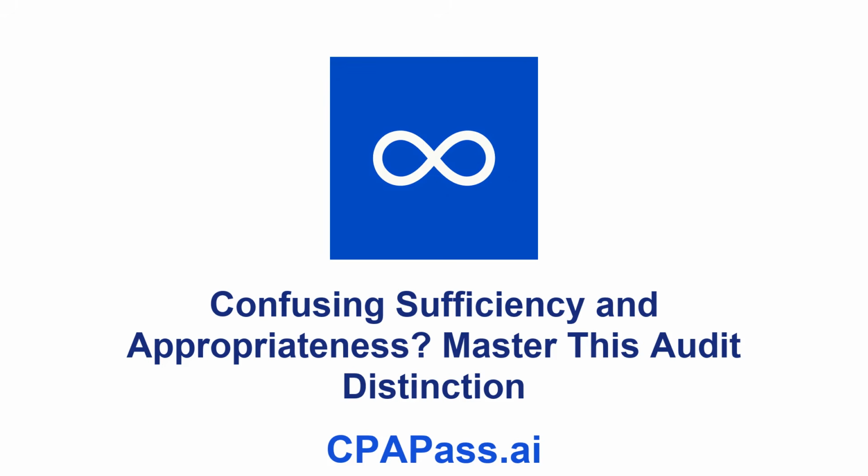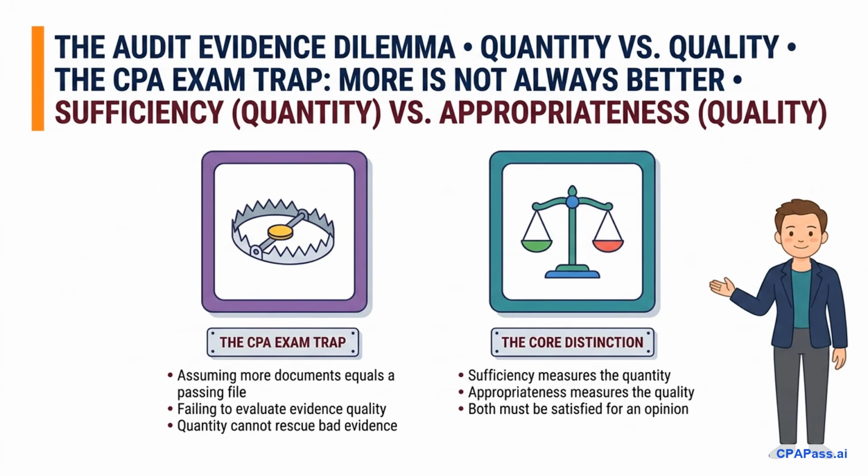Visit cpapass.ai. Today, confusing sufficiency and appropriateness? Master this audit distinction. Many CPA candidates fall into a classic examiner trap. They assume that gathering a mountain of client documents guarantees a passing audit file. But in professional auditing, simply collecting more low-quality evidence fails to satisfy professional standards. You cannot fix bad evidence by just getting more of it.